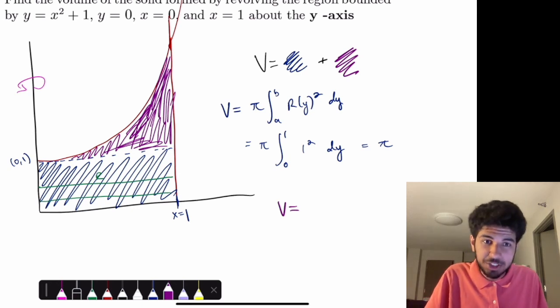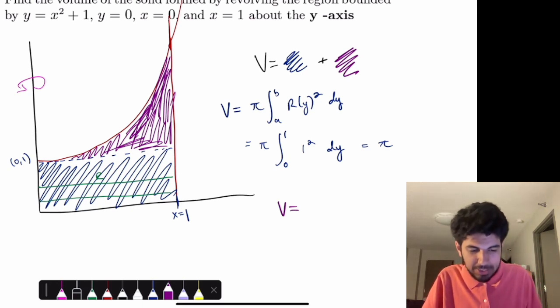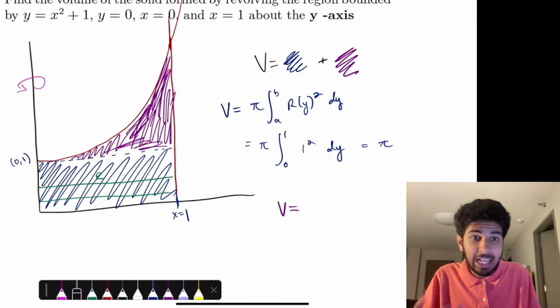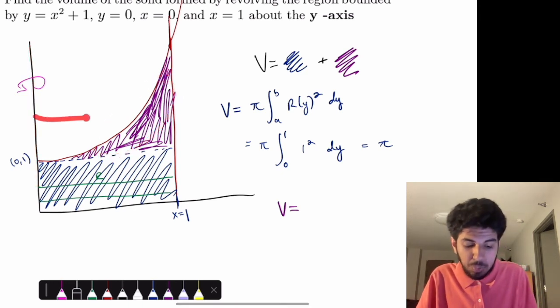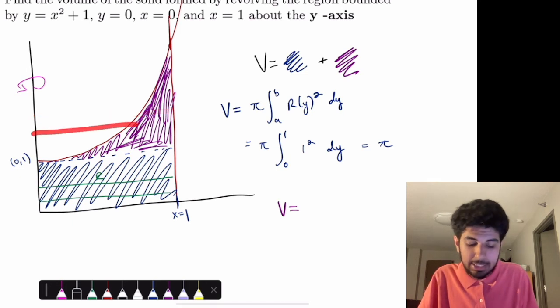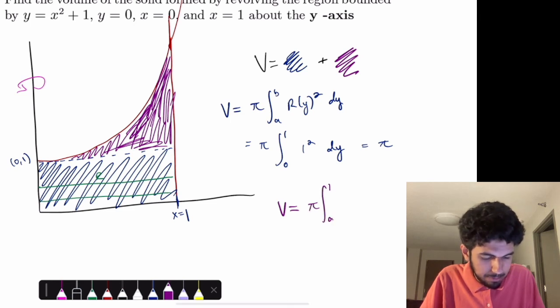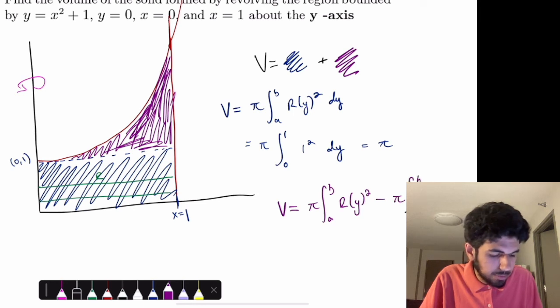That looks like a washer method problem, because notice how the region is not touching the axis of rotation. And as we drew in the radii before, we'll have that outer radius and the inner radius. So this is a washer method. So this is pi integral a to b of R of y squared minus pi integral a to b of little r of y squared.